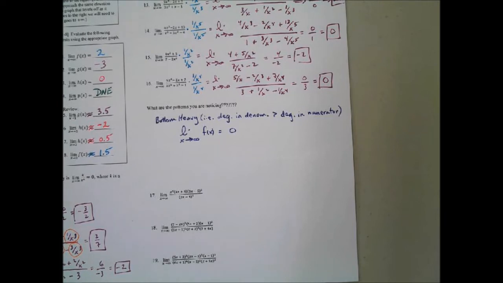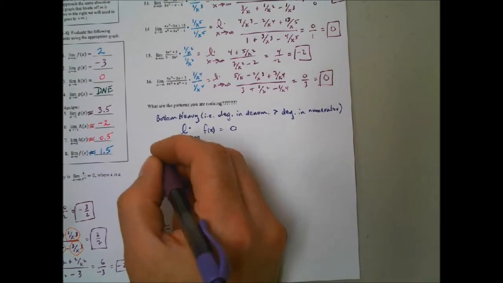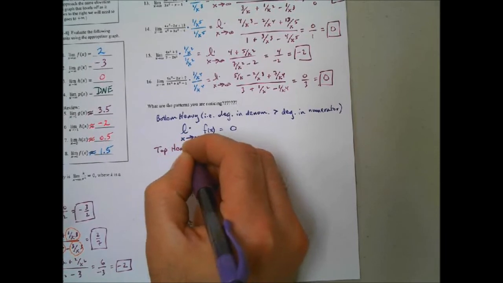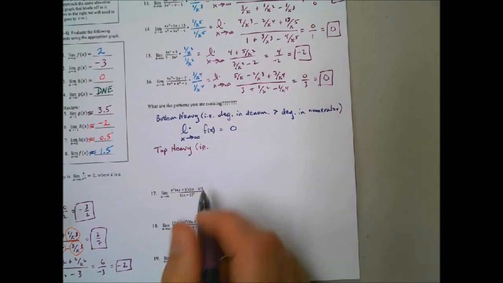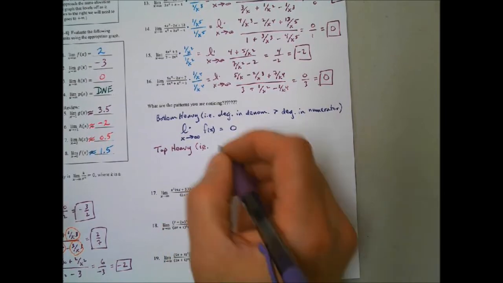Okay. Another one of the situations we had is when it's top heavy. In other words, where the degree in the numerator is greater than the degree in the denominator.